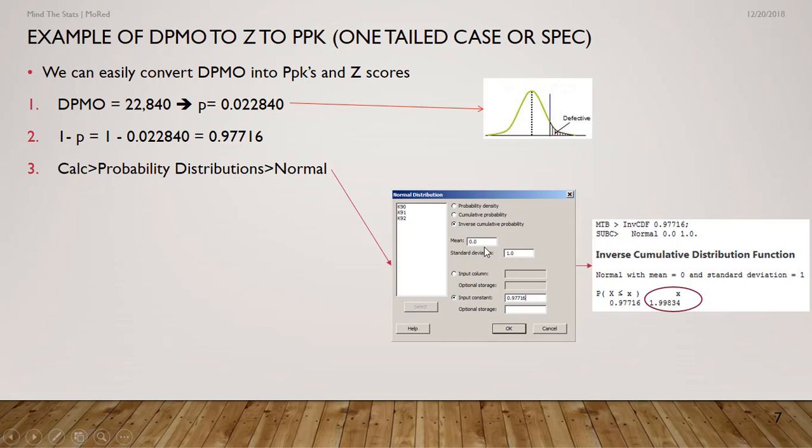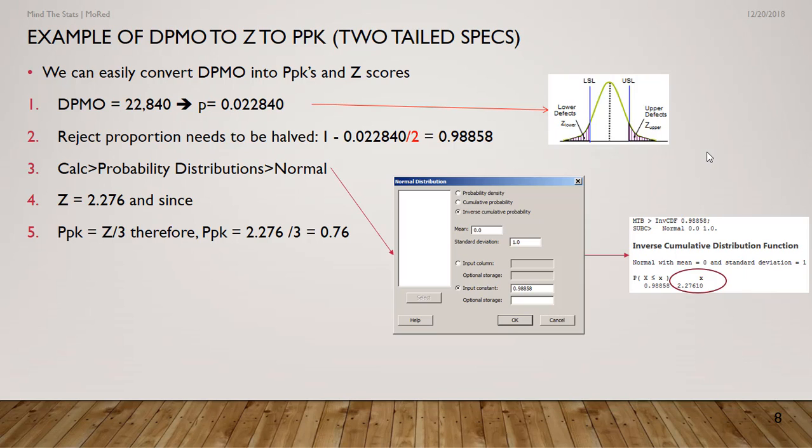standard normal has a mean of 0 and standard deviation of 1, and in here we selected the inverse cumulative probability, so entering the area under the curve for the accepted units of 0.97716, and you click OK, this is the result you get. So essentially this number here represents the Z value, 1.998. Dividing it by 3 gives you PPK, and that's all you needed to do.